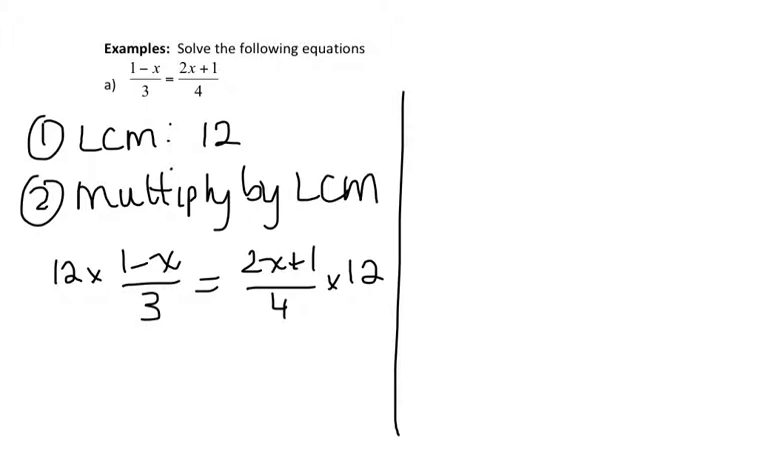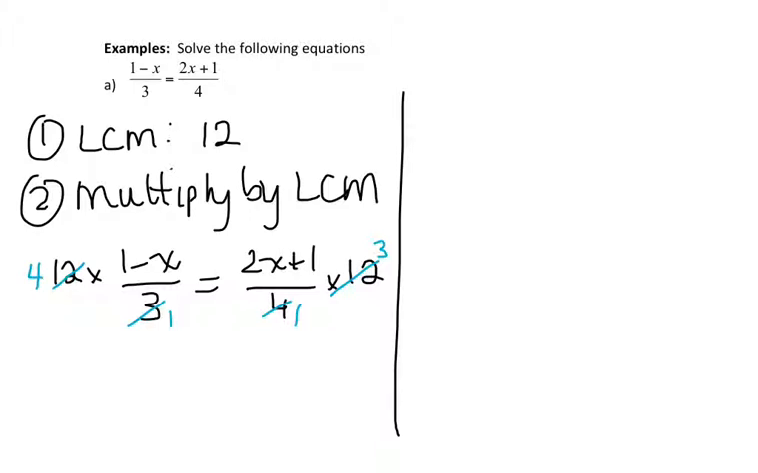Well, the whole point of the LCM is it causes the denominator to cancel. So 12 over 3 is the same as 4 over 1, and I don't even need to write that 1 in the bottom. 12 over 4 is the same as 3 over 1. So my denominators cancel. And like I said, I don't really need to even write the ones.